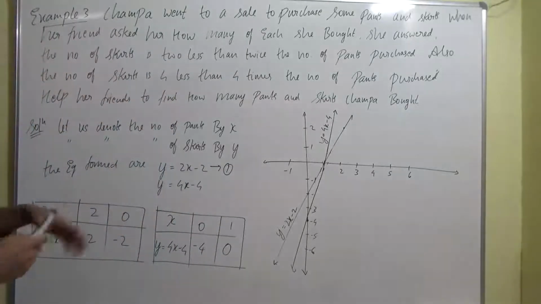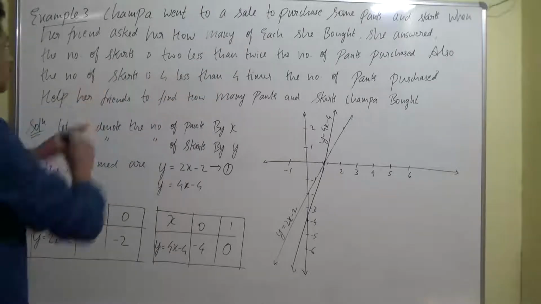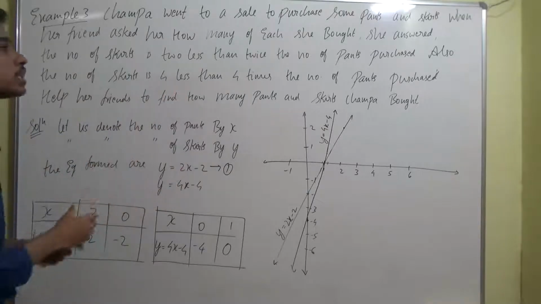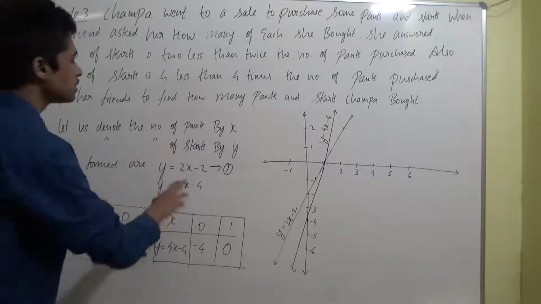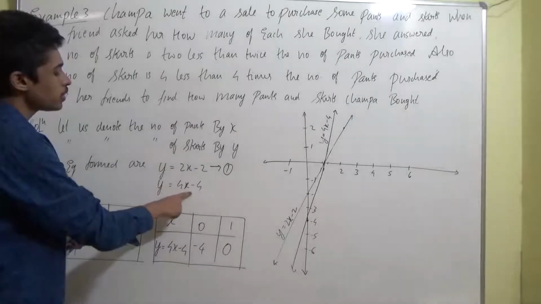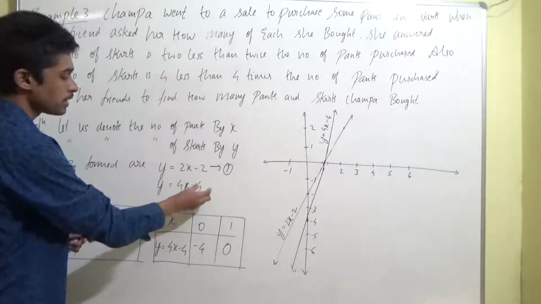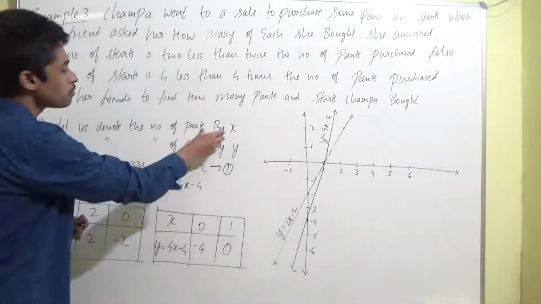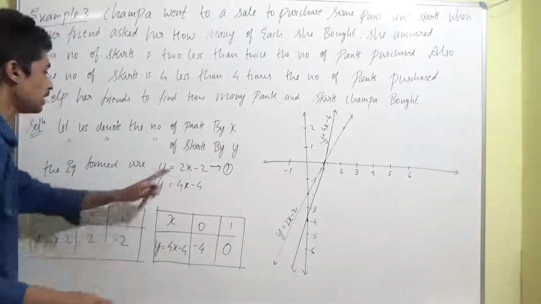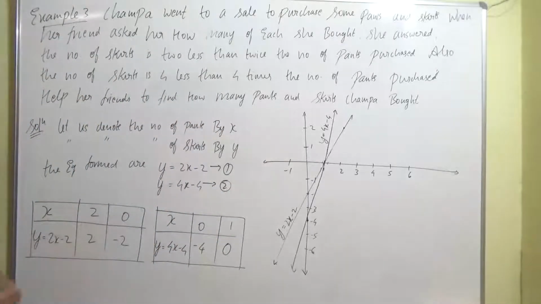Now let's see the second equation. The second condition also talks about the number of skirts, which is 4 less than 4 times the number of pants purchased. It's the same, guys. Here it was 2, here it's going to be 4. So the number of skirts equals 4 less than 4 times the number of pants purchased. The number of pants is x, so 4 times x minus 4 equals y. This is the second equation. So 2 equations are formed.